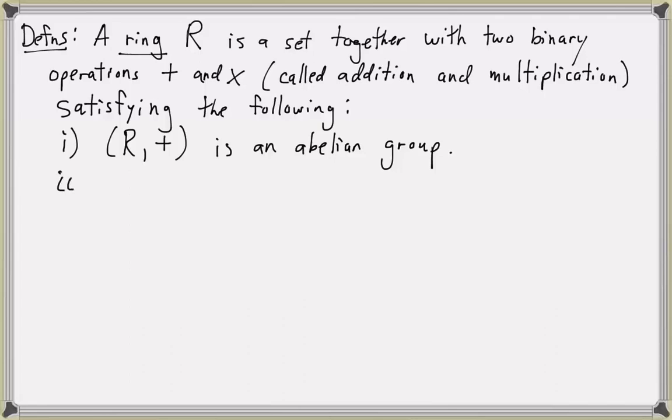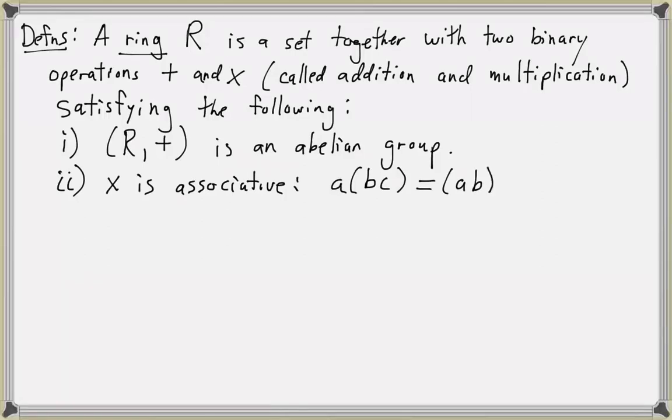And secondly, the operation of multiplication is associative. That is, a times the quantity b times c is equal to the quantity ab times c for all elements a, b, and c in the ring. Now we cannot assume that every element has a multiplicative inverse, and so a ring is not necessarily a group under multiplication.